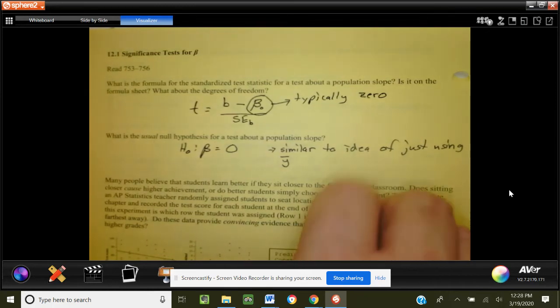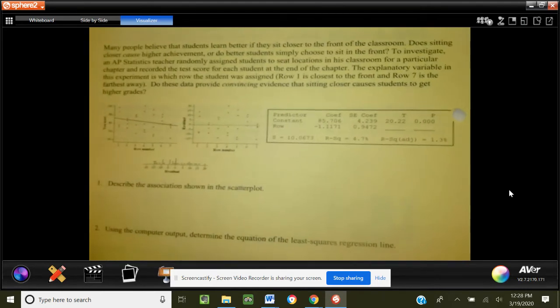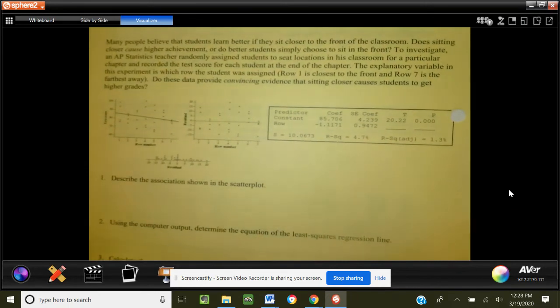Let's look at an example. Many people believe that students learn better if they sit closer to the front of the classroom. So, is there an association between what row you sit in and your grade? If we consider row and grade to both be quantitative variables, then we could answer this question about an association using a significance test on slope.